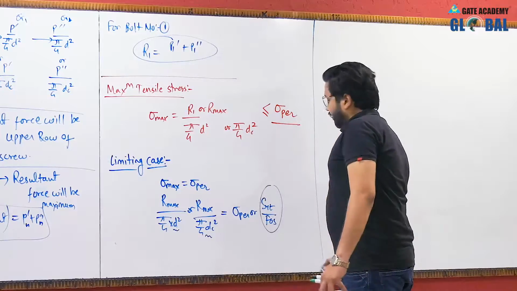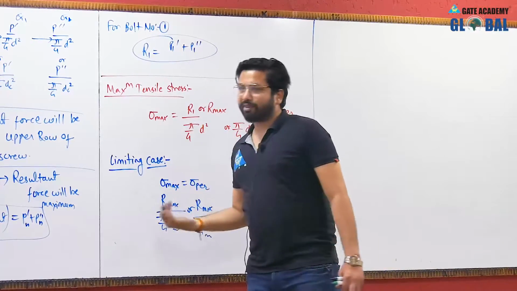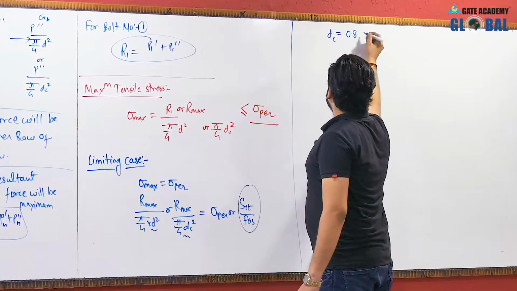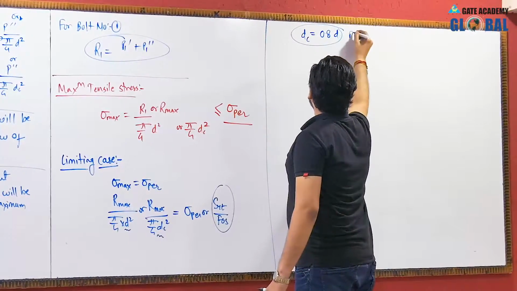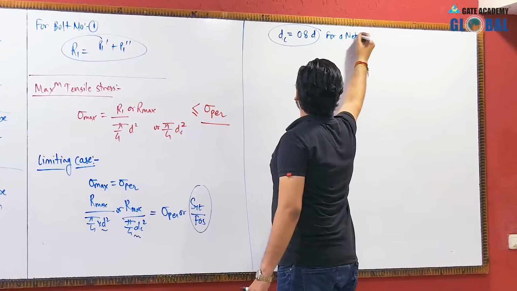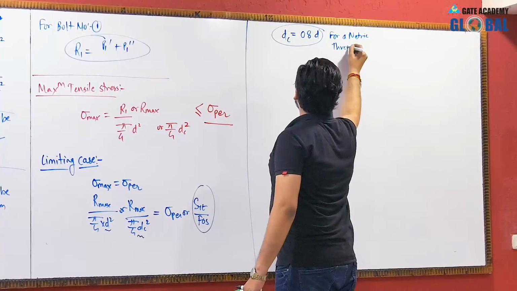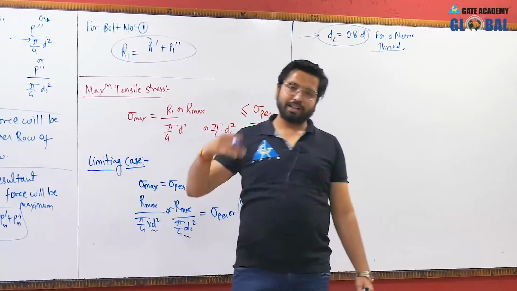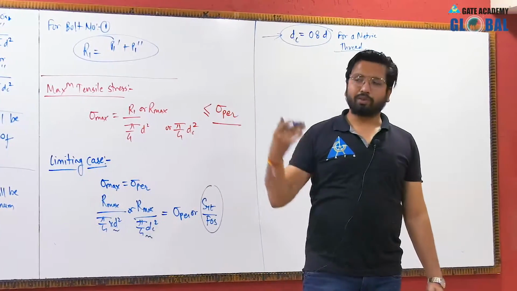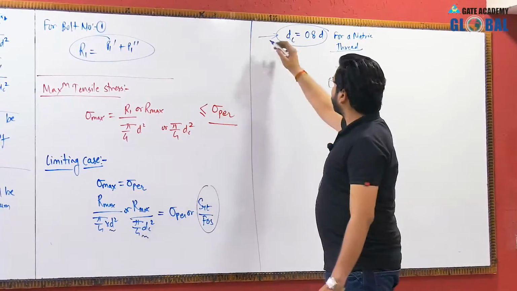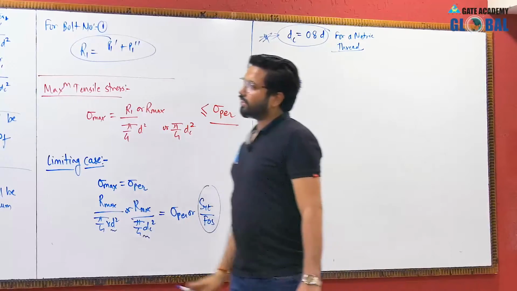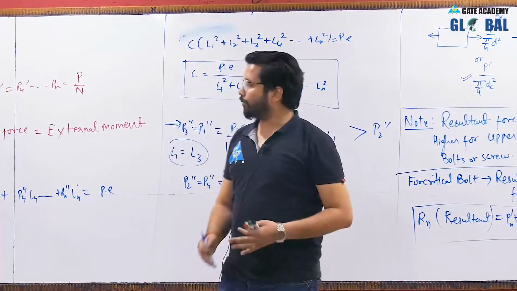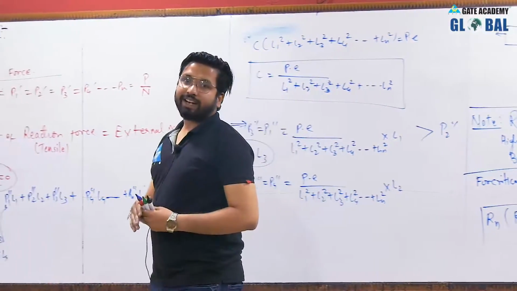Now if there is some doubt about how we can get the nominal diameter from the core diameter, let me tell you the relationship: dc will be equal to 0.8 times d for a metric thread. So if the thread is a metric thread and we have to calculate the nominal diameter from the core diameter, or the core diameter from the nominal diameter, then we can use this equation. So this was the complete discussion about eccentric load in a threaded connection. I hope you have understood everything in detail. Thank you.